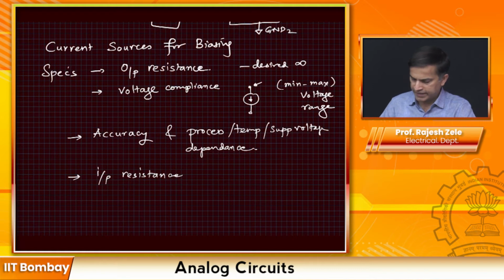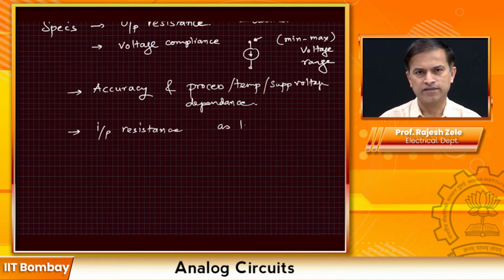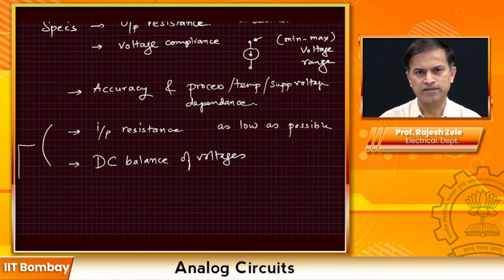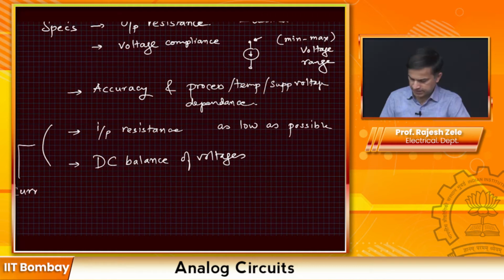So what we would like here is, because it's a current sink which is producing a current source on the other side, for the sink portion of your current mirror, the input resistance should be as low as possible. Also, the other thing is DC balance of voltages. So these two properties are required for current mirrors. The rest are more for a standalone current source.